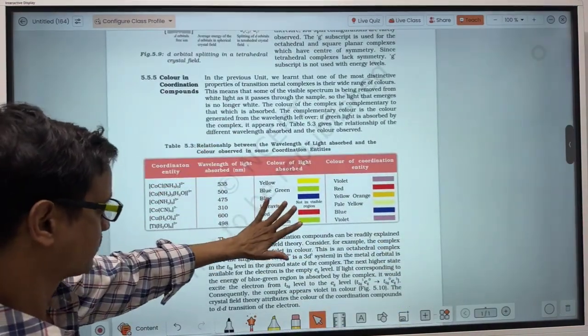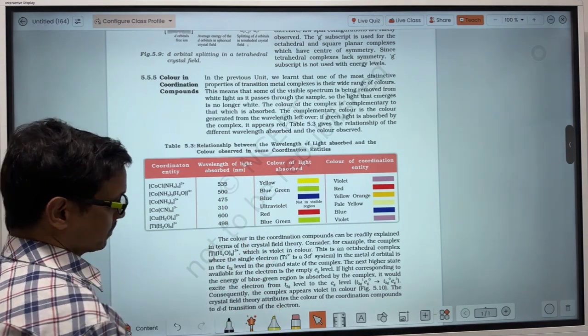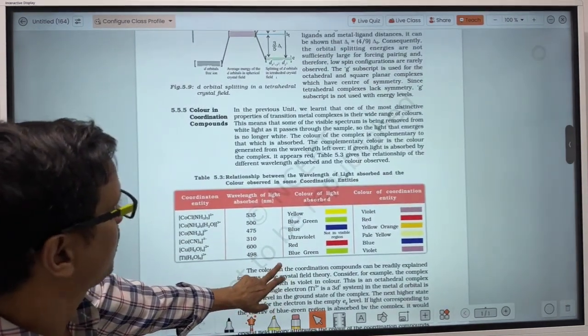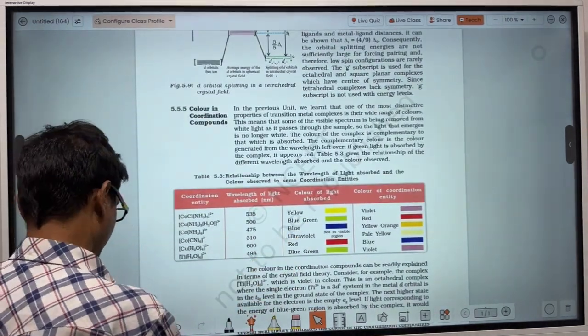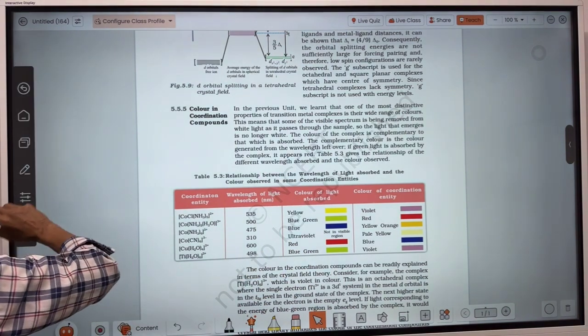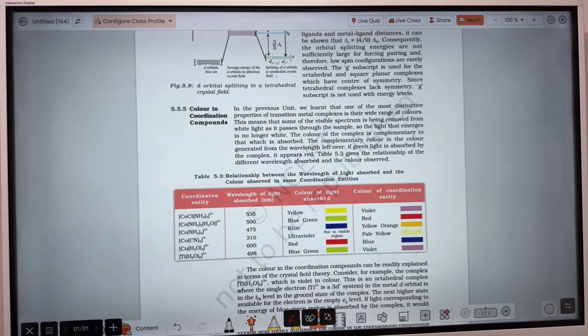Let's see. This is important for you. Oh, it is not written here, so I am writing it here. Why does a coordination compound show color?